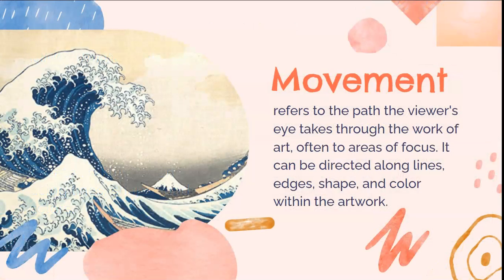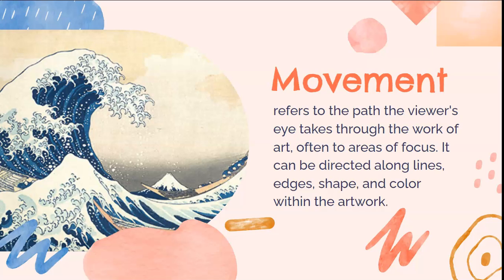Let's go to the next principle of art, which is movement. Movement refers to the path the viewer's eye takes through the work of art, often to areas of focus or focal areas. It can be directed along lines, edges, shapes, and color within the artwork. Movement is the motion or mode of motion in an artwork.